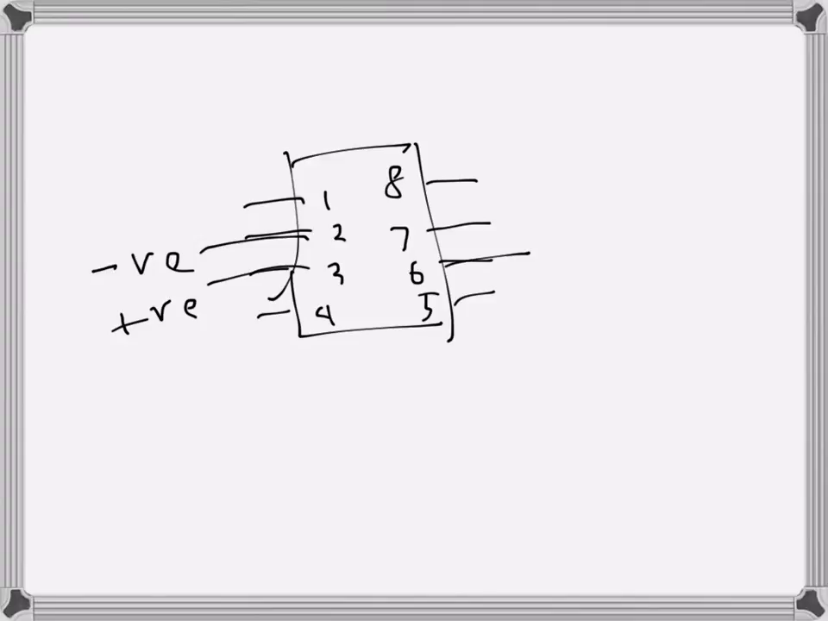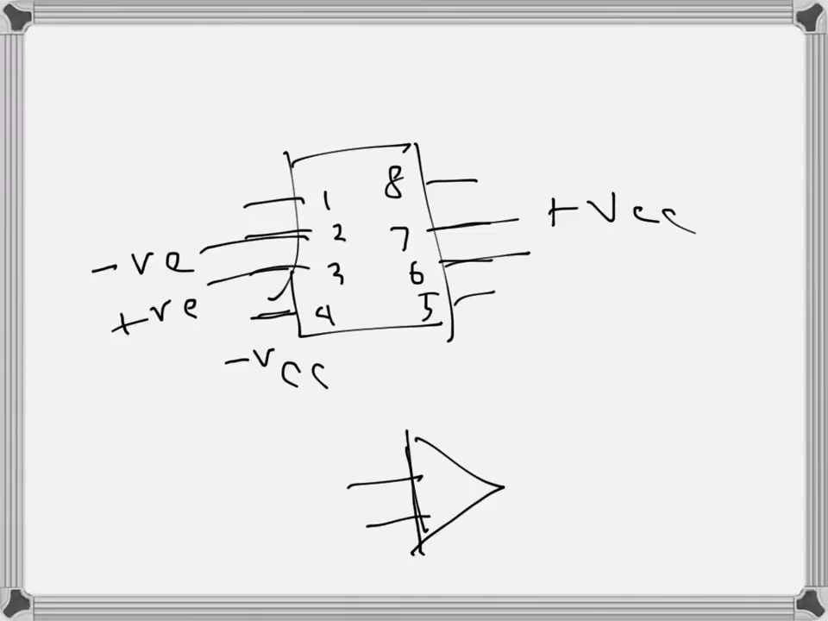Pin 7 is the positive bias, positive VCC if you will, and pin 4 is negative VCC. Anyway, these details are not important at this stage. This is just the practical pins. The symbol, if we do the ideal one, I can draw the ideal operational amplifier like this. These two are the input pins, this is the output pin, and these are the bias pins, pin 7 and pin 4. This is 2, this is 3, and this is 6.